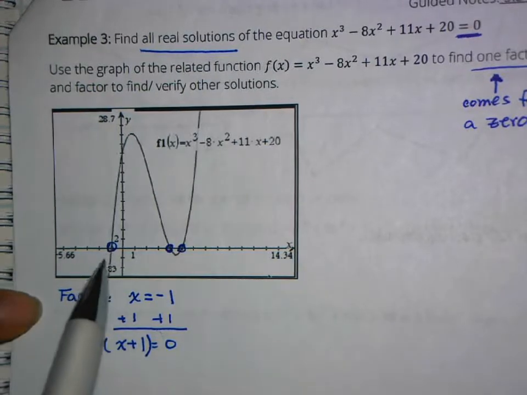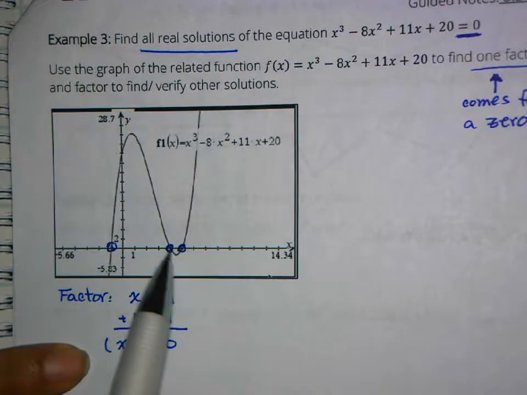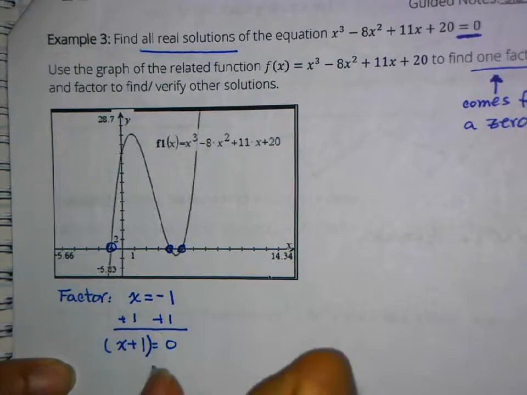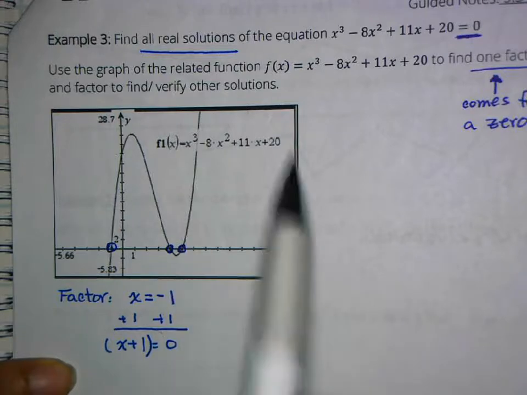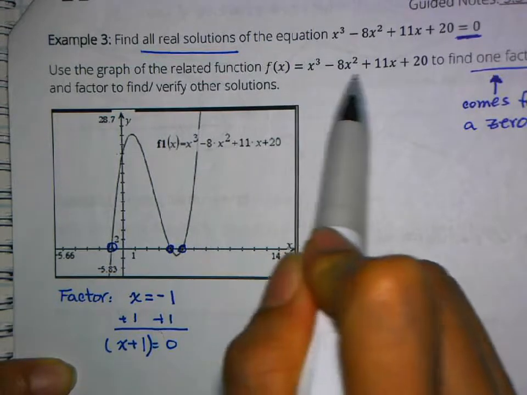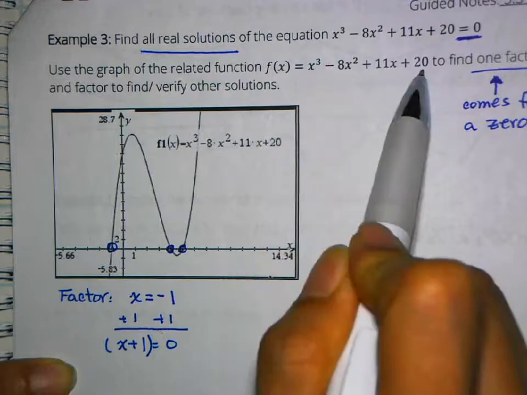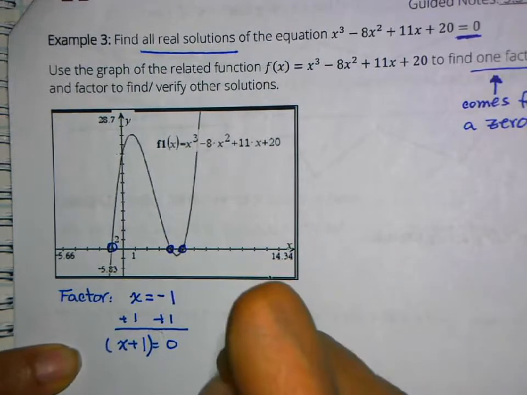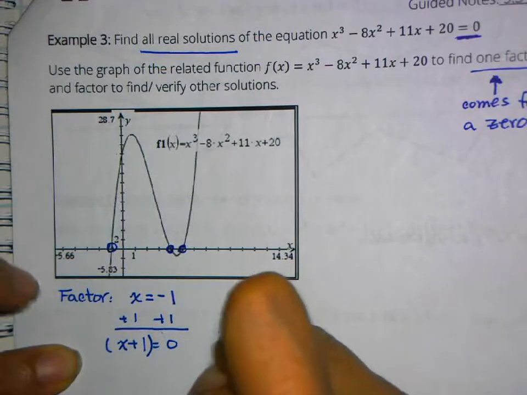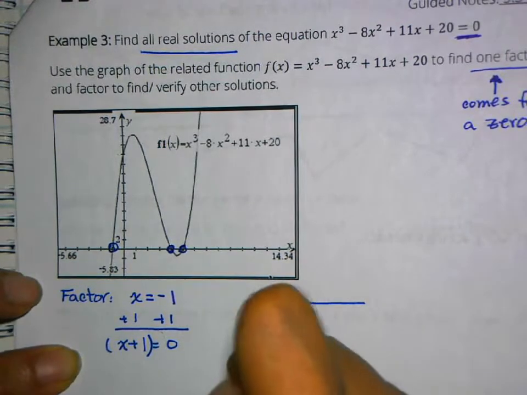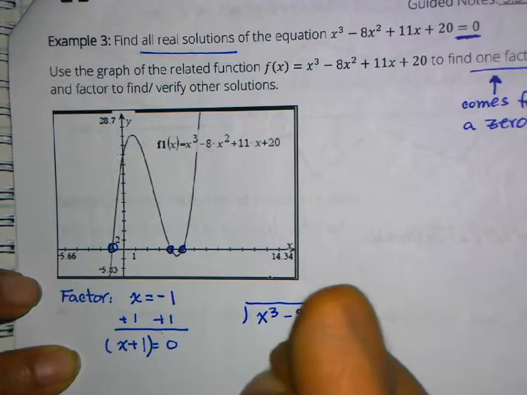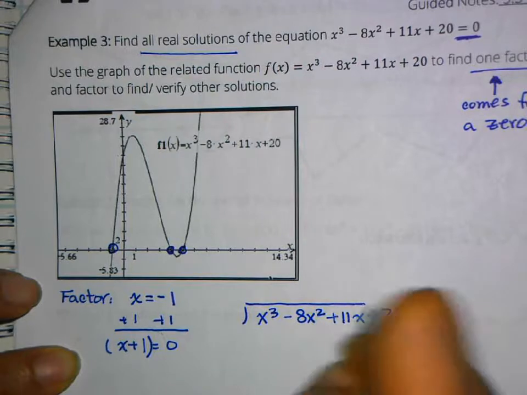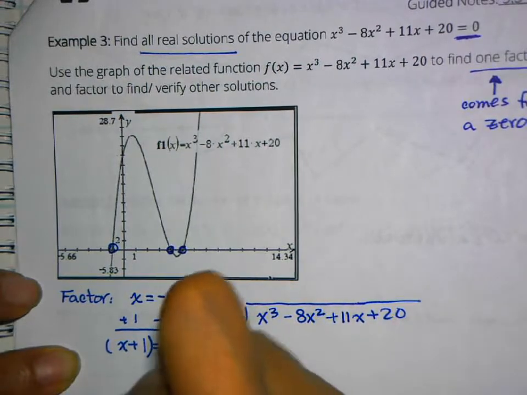Now, I know I already got this solution. I need to find the factors of these two solutions. So in order to do that, I am going to verify it by dividing the polynomial by the factor that I was given. So I'm going to do long division on this one. I have x cubed minus 8x squared plus 11x plus 20 divided by x plus 1.